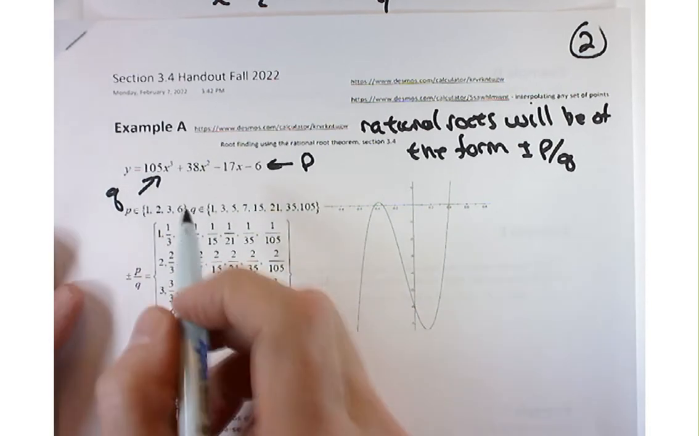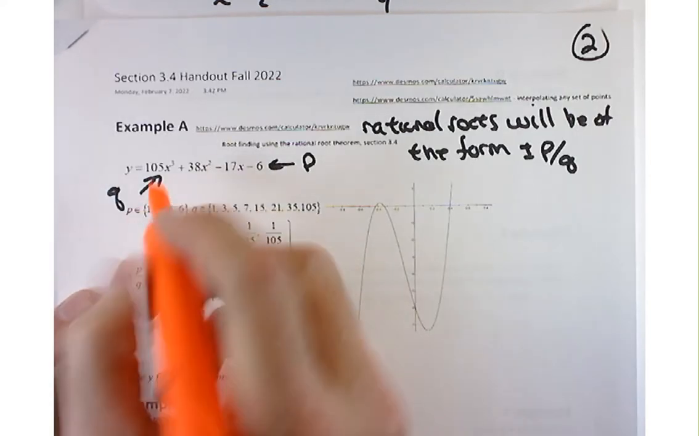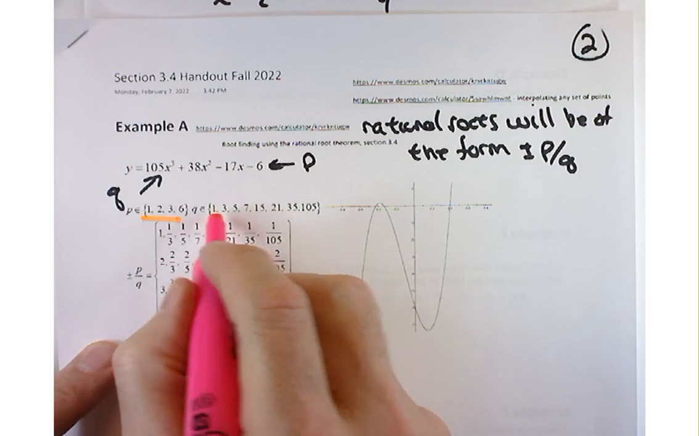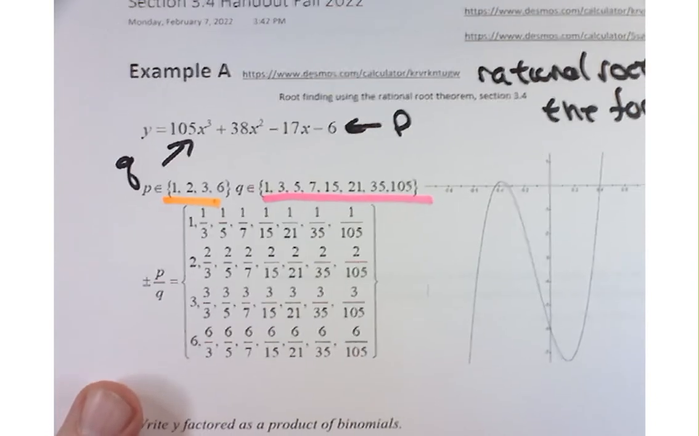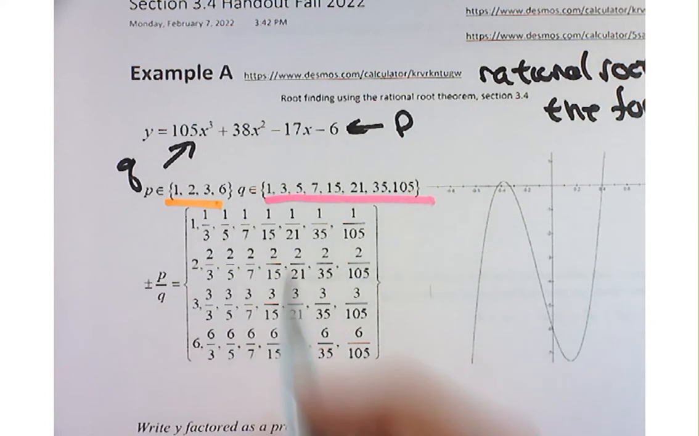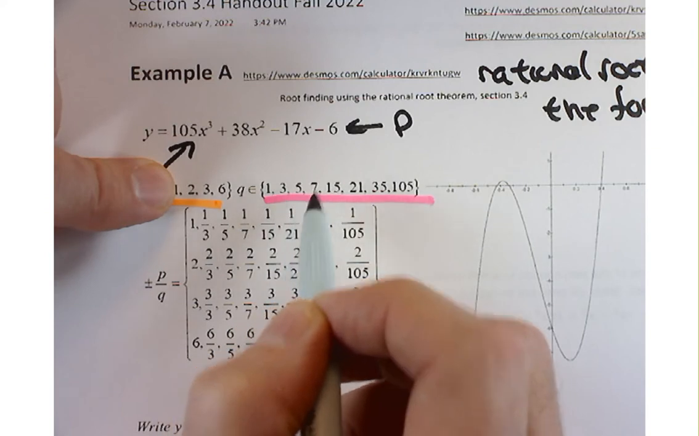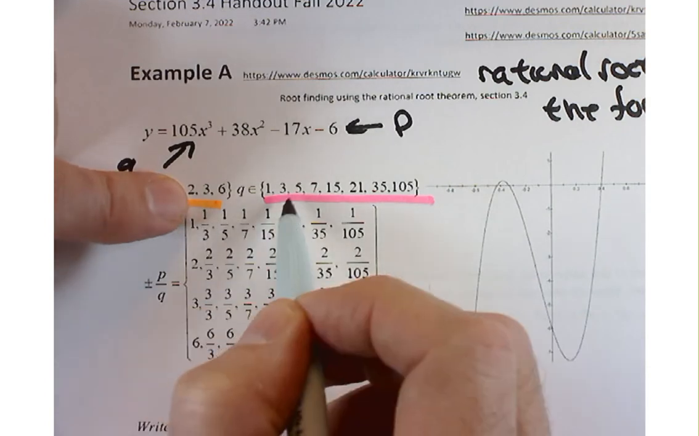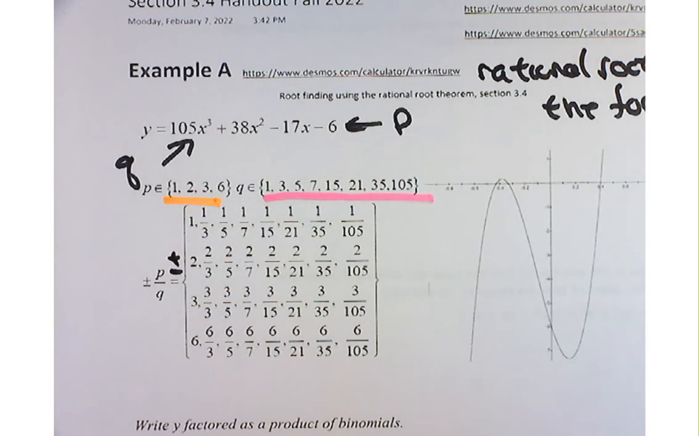So let's take a look at p. P is the factors of 6, so that's these numbers right here. And then q is the factors of 105, and there's a lot of them there. So when you start doing plus or minus p over q, you get a lot of possible factors. The way I work these things is I'll start out with a 1 and do 1 over 1, 1 over 3, 1 over 5, 1 over 7. You've got to be methodical, otherwise you're going to miss something. And then do 2 over 3, 2 over 5, and so on.